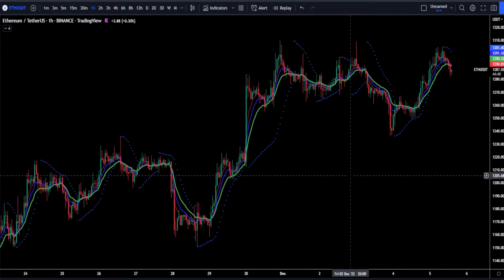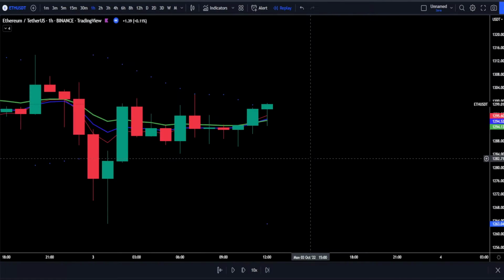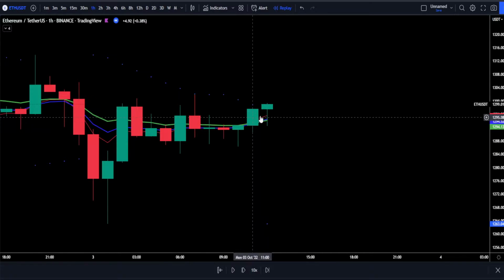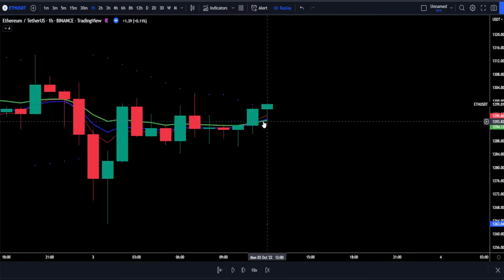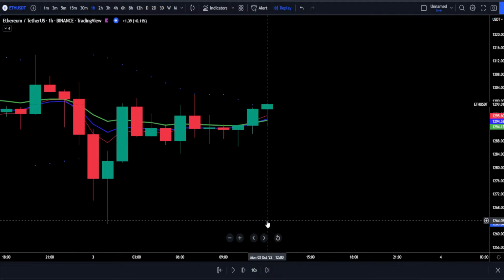Alright, now that the setup is complete, let's understand our trading rules. So a buy signal is confirmed only when the following conditions are met. First, the red EMA must cross above the blue and green EMAs. Second, the blue EMA must cross above our green EMA. And then third, the parabolic SAR needs to be positioned below our price action.